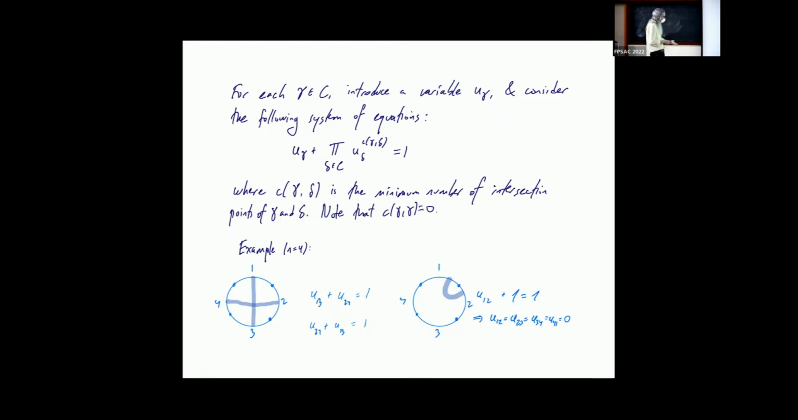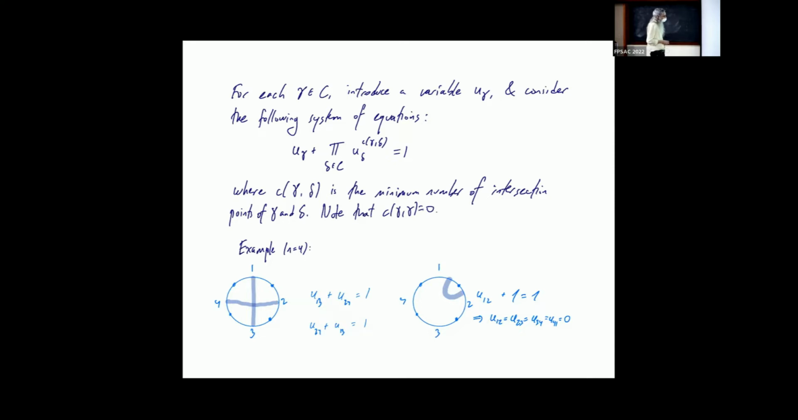So if we look, for example, when n is 4, so we have these 4 boundary segments. If we look at the u13, that's the equation corresponding to this curve. We get u13 plus the product of all the curves that cross the 1,3 curve. There's only one. It's u24. So we get u13 plus u24 equals 1. If we look for the u24 curve, we get u24 plus u13 equals 1.